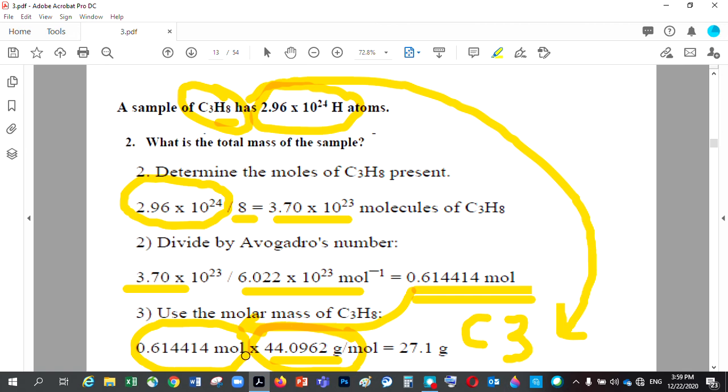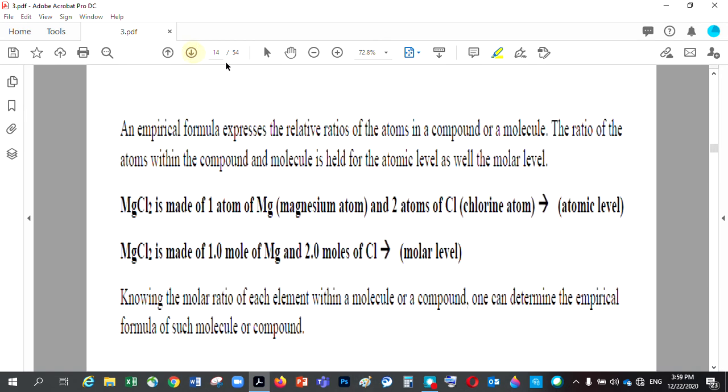So the 44 is the molar mass of C3H8. You multiply it by, correct? You multiply this amount here. This is the number of moles, correct? You get the number of grams. So this is the molar mass, gram per mole, this mole. So the mole cancels with the moles out. You get the number of grams.